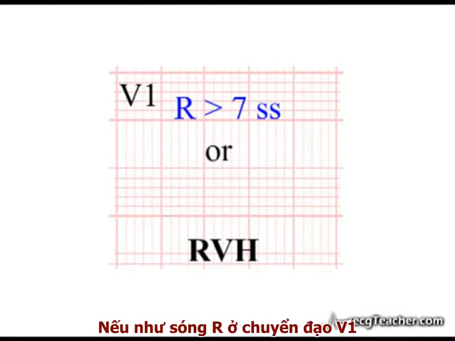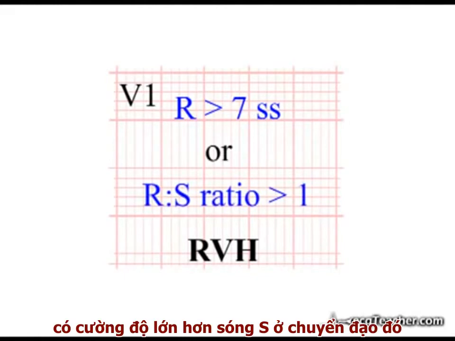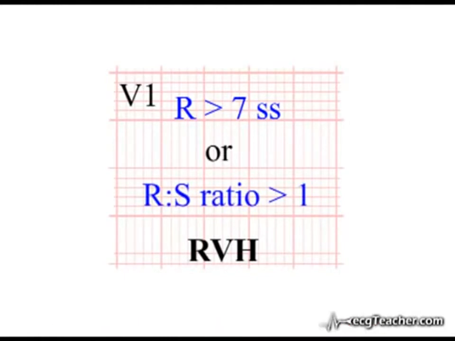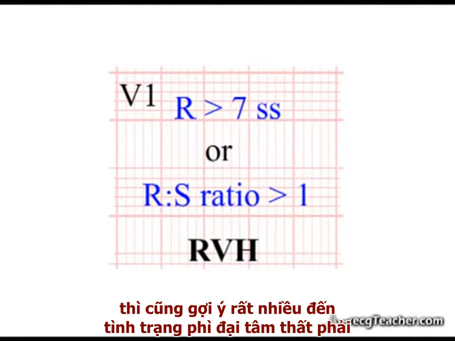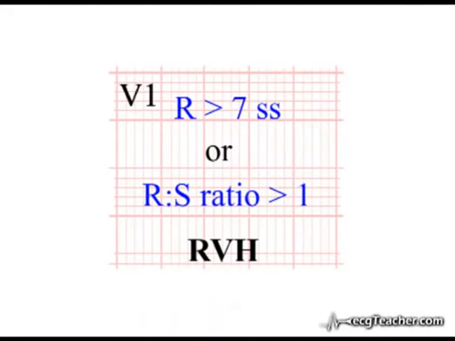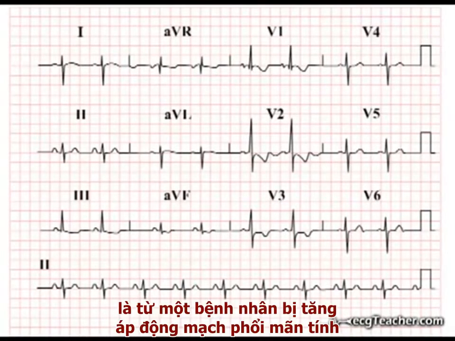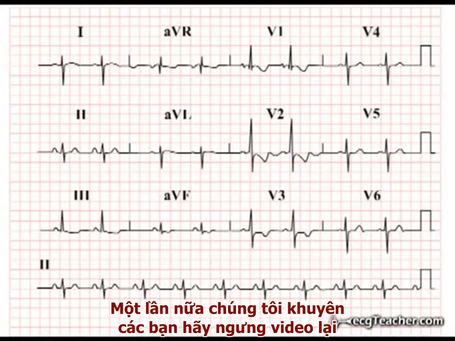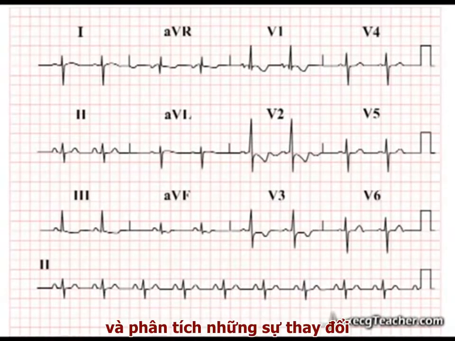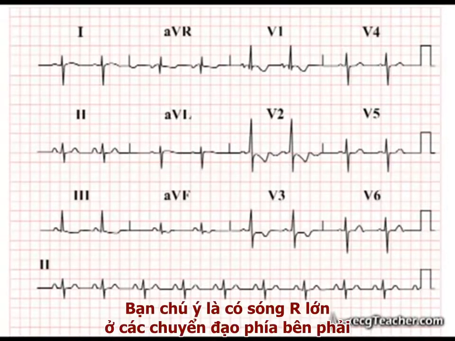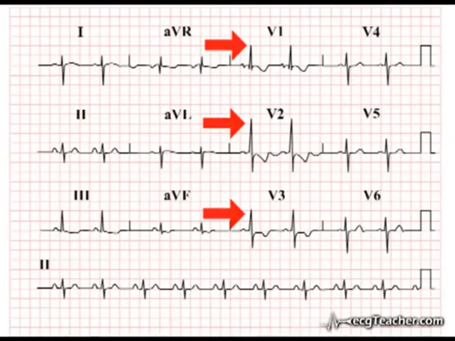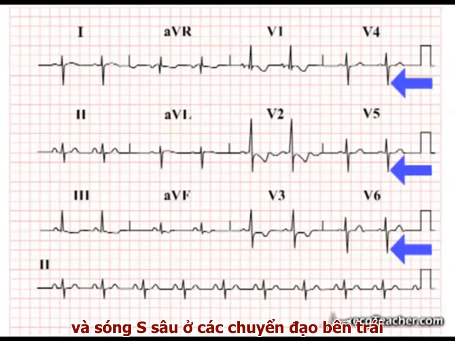Equally, if the R wave in lead V1 is higher in amplitude than the S wave in that lead, this is also strongly suggestive of underlying hypertrophy. The ECG shown here is from a patient with chronic pulmonary hypertension. Again, we would invite you to stop the video at this point and analyze the changes present. You'll notice the prominent R waves in the right-sided chest leads and significant S wave activity in those on the left.